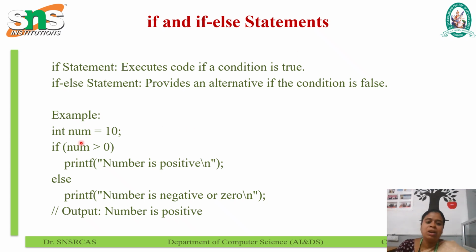For example, we declare a number variable, the data type is integer, and assign the value 10. If number is greater than or equal to 0, printf number is positive, else printf number is negative. If the condition is true, it prints the positive message, else the negative one. The output is: number is positive.